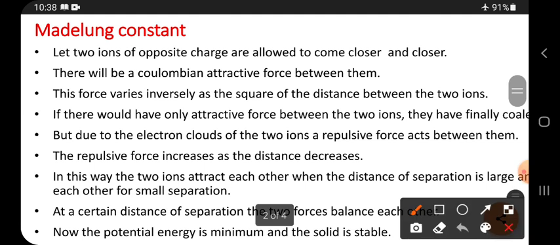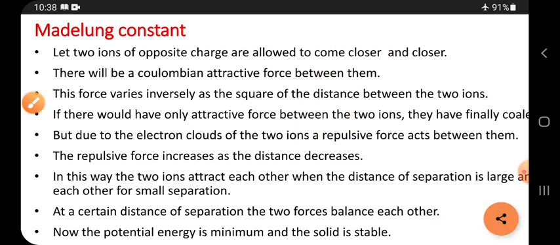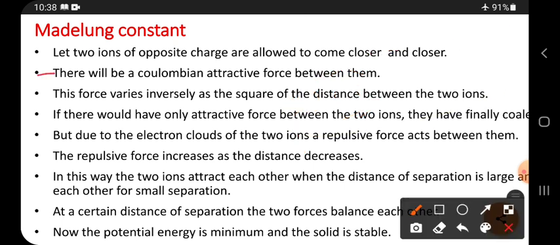Let two ions of opposite charge be allowed to come closer and closer. Suppose it is a sodium plus and a chlorine minus. If these two charges are coming nearer to each other, there will be a Coulombic attractive force between them. Coulombic means Coulomb's law.